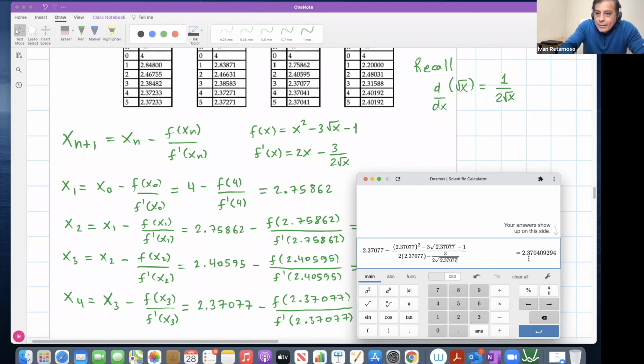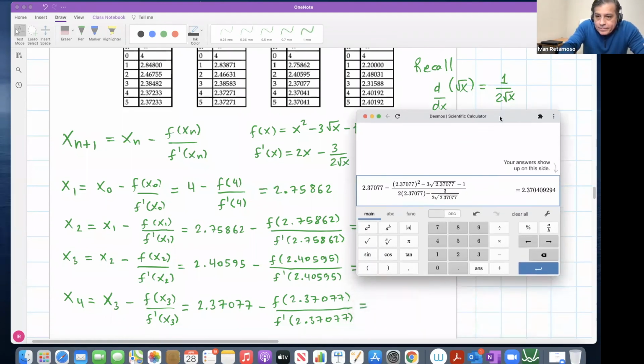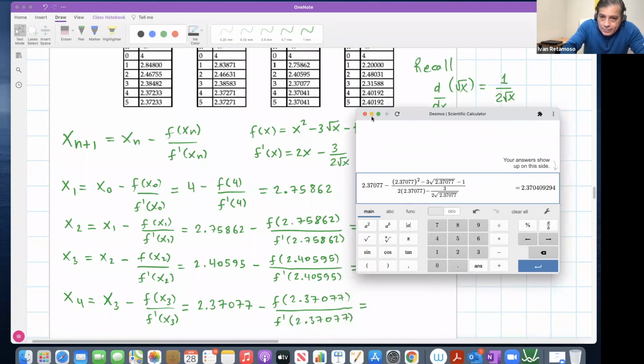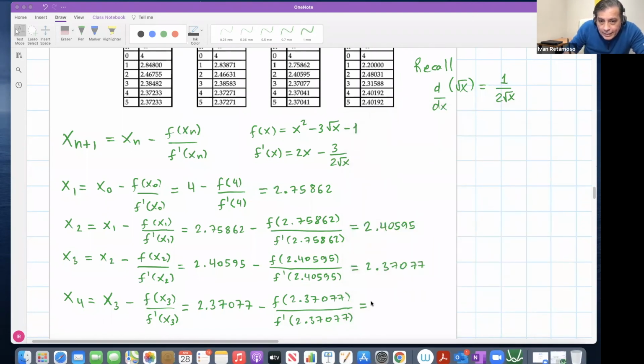2.37041, right? There you go. So let's write it out. Let's just put this down for a moment. Let's write out our result. Our result will be now 2.37041 rounded. Notice the repetition now of 2 digits, 3 digits.